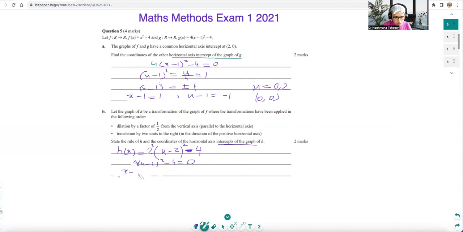x minus 2 squared is equal to 1. So that gives you x minus 2 is equal to 1, and x minus 2 is equal to -1. So that gives you x is equal to 3 and x is equal to 1. So 3 and 1. That means the coordinates would be 3, 0 and 1, 0. So these are the horizontal axis intercepts. Okay, so that's our question number 5.